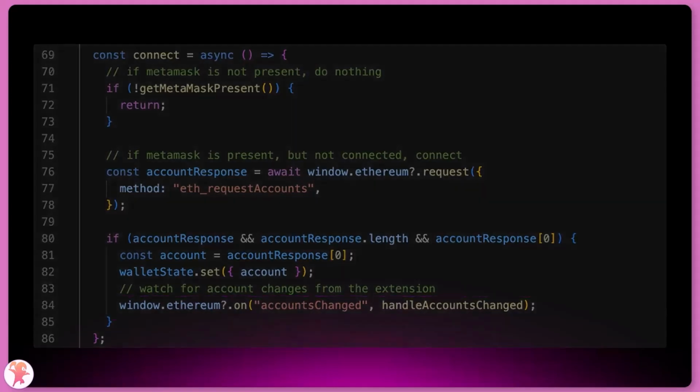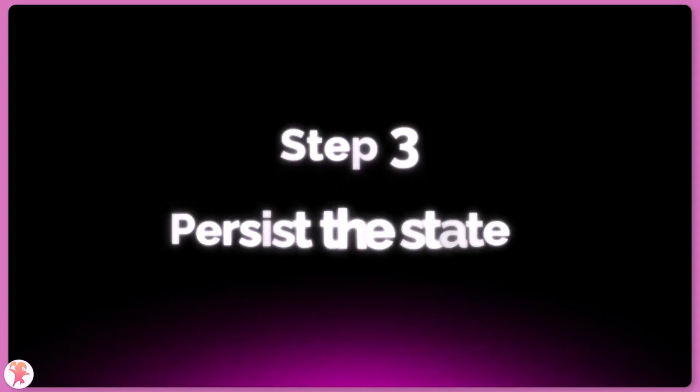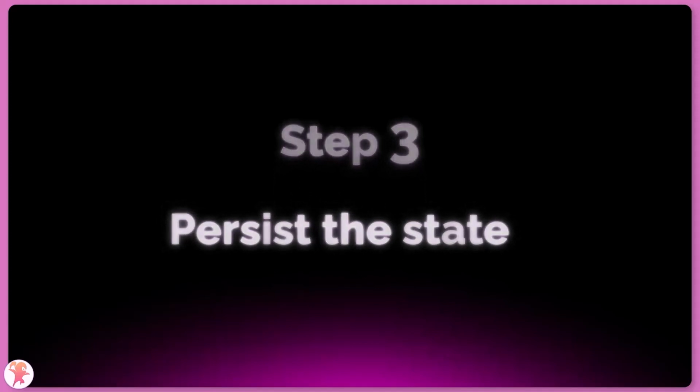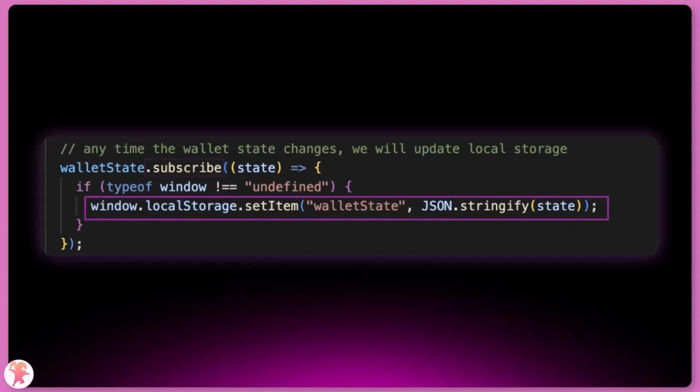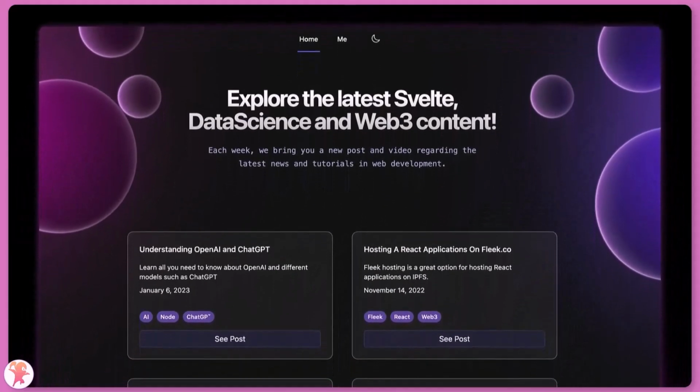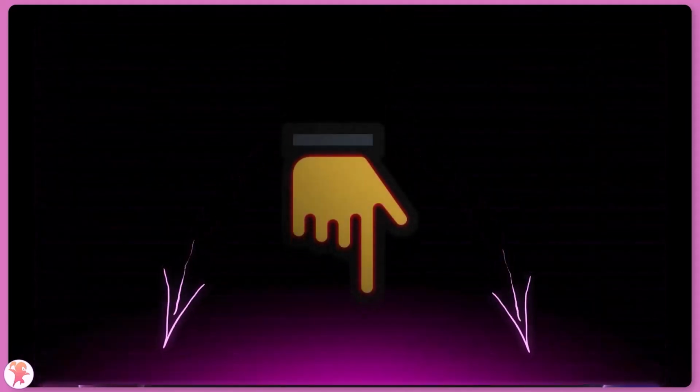Now let's jump to the final step, which will be to persist the state for the next time the user visits our app. For this, we'll modify the init function and ask Svelte to subscribe to any change in the wallet store. This way we will save these changes to local storage each time that the user wallet changes. This is obviously a lot of code for a quick explainer, but I will leave the full tutorial on my blog with a link to it in the description.